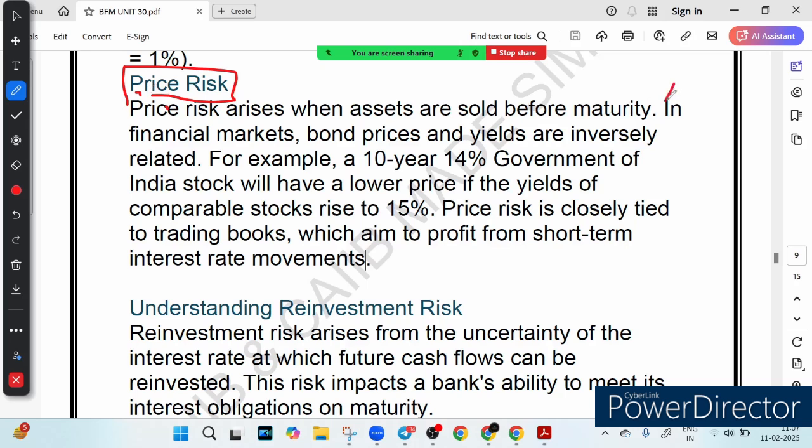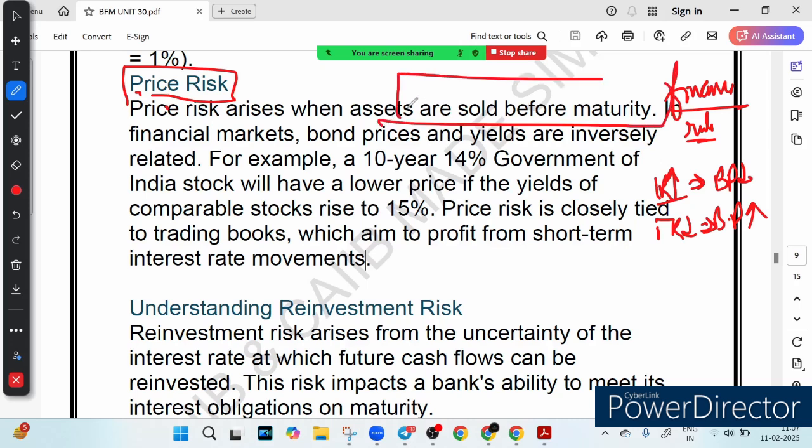In finance, there is a rule which you must remember. The rule is that when interest rate goes up, bond price goes down, and when interest rate decreases, bond price goes up. You know it very well, right? So price risk happens when banks sell an asset before maturity and its price has changed due to market conditions. So here is the key point: assets are sold before maturity, right?